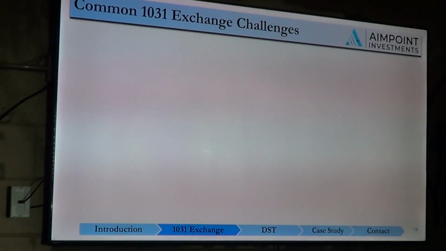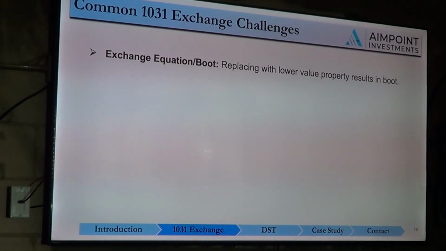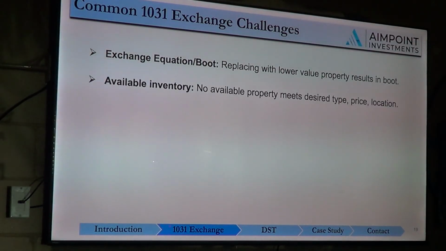So I'm going to end with just some common challenges that we see with exchanges. The first is that exchange equation. A lot of times people will sell that $1 million property and the only thing they like is the $800,000 property. And they end up with an unintentional partial exchange. So they end up with some tax liability on that boot.